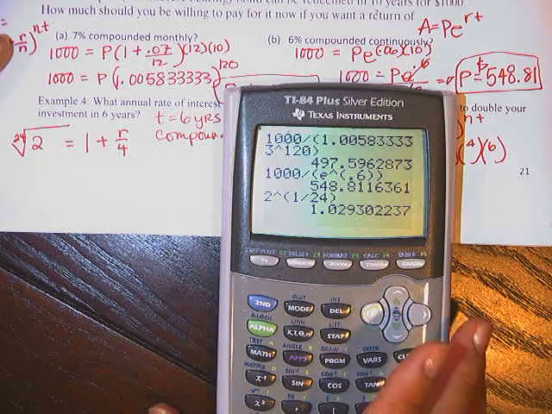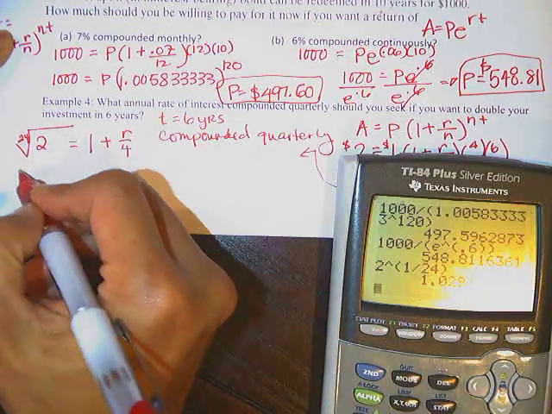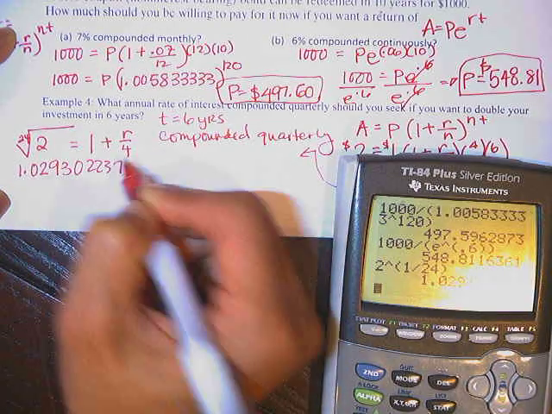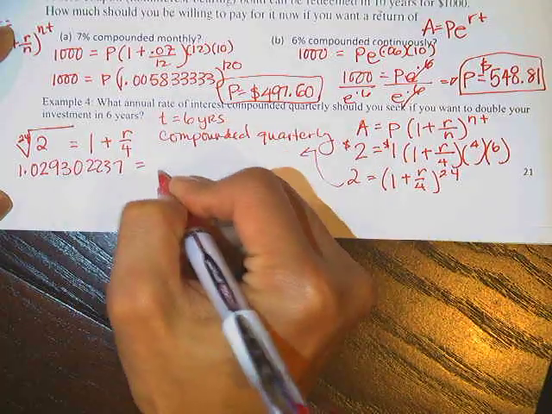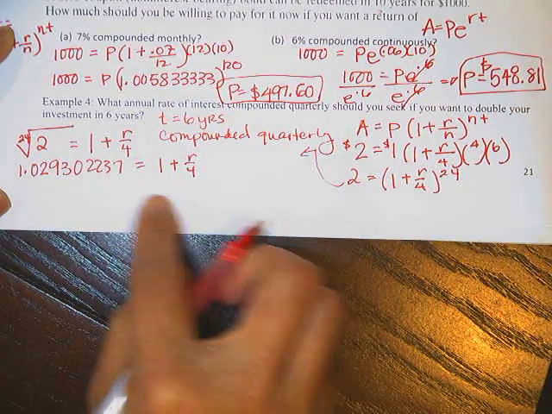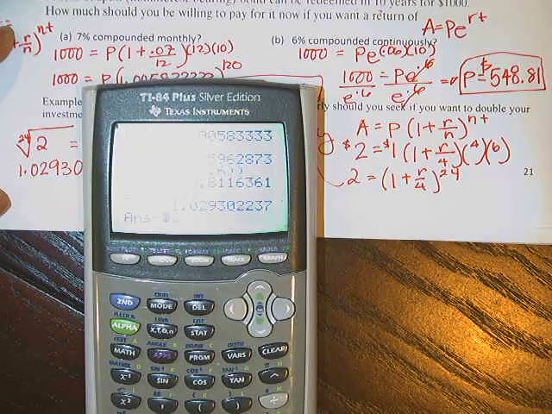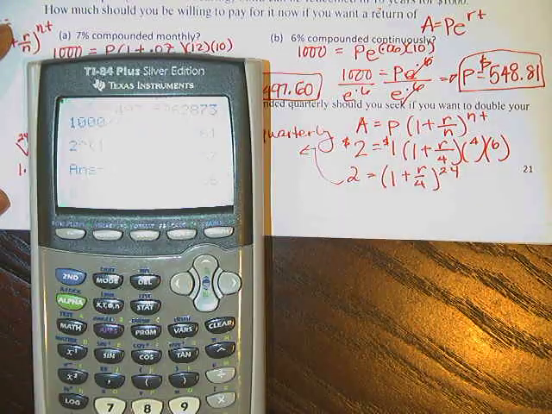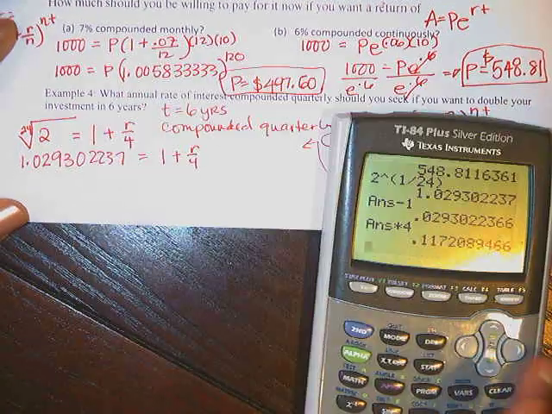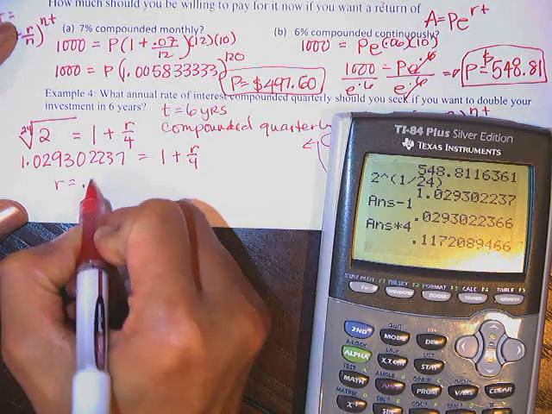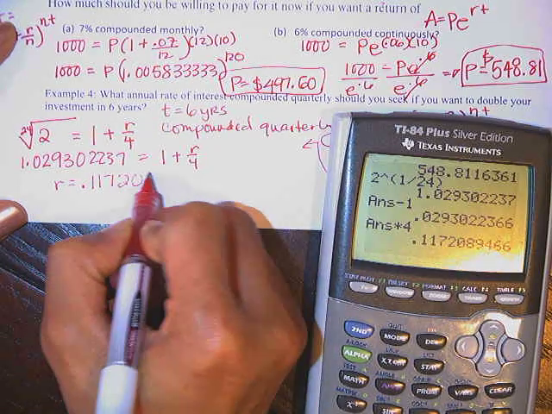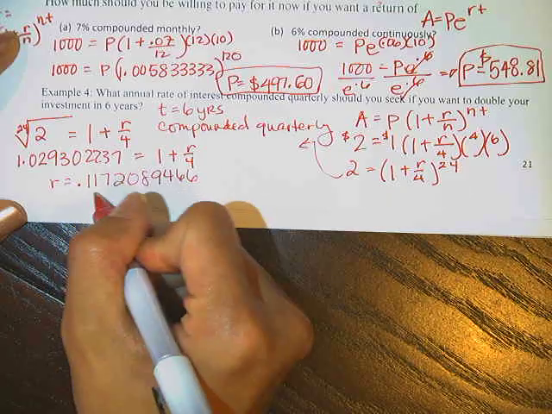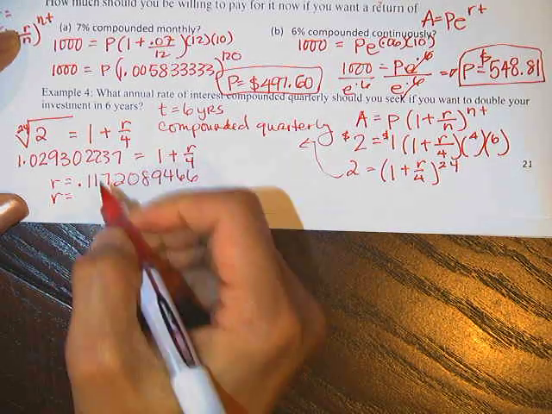So the 24th root of 2 is 1.029302237. Again, I don't want you to round until the very end. That equals 1 plus R over 4. Subtract 1 from both sides, and then multiply both sides by 4. After I do that, the rate is 0.117208946. Rate is in percentage, so if I move 2 decimal places, it would be 11.72%.